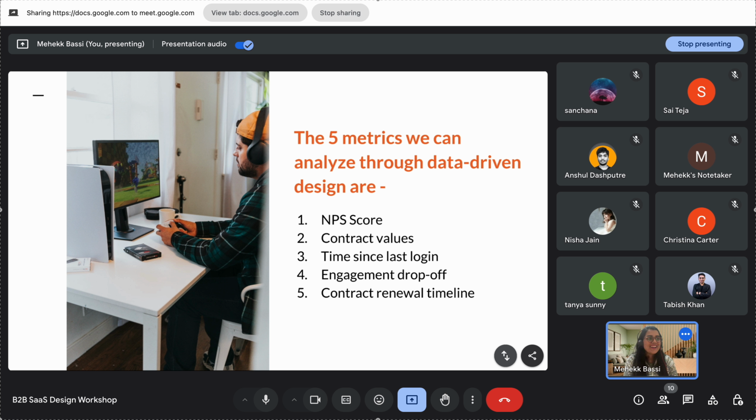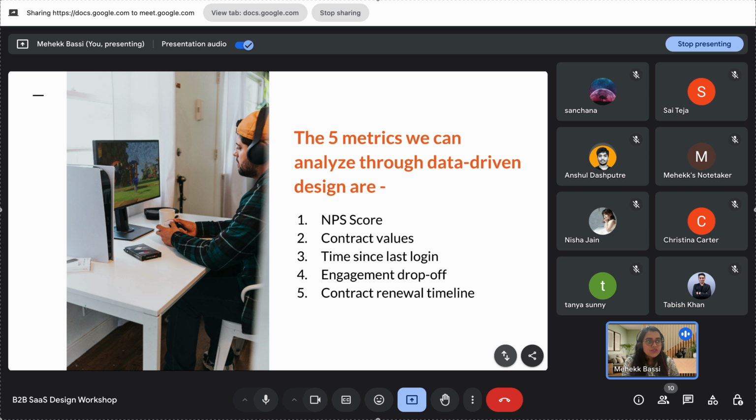The fourth one, engagement drop off. So this is another metric that talks about at what point the users are dropping off from your platform, and using this data you can analyze what is wrong, whether the onboarding flow is not clear enough, or maybe the steps are too complex. So you really have to see at what point they are dropping off.